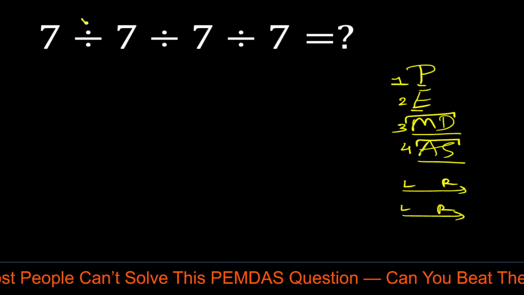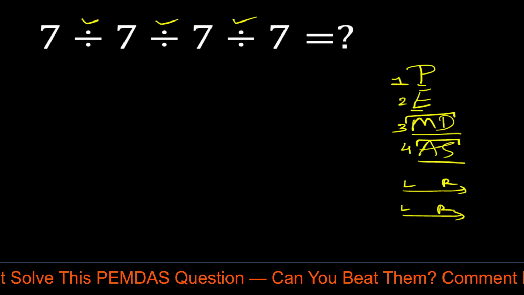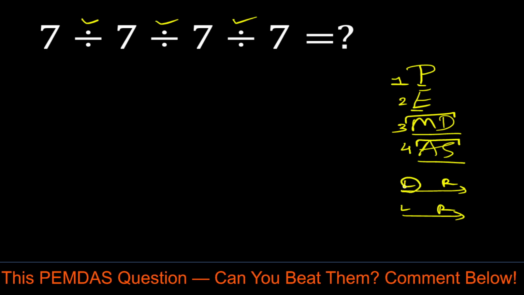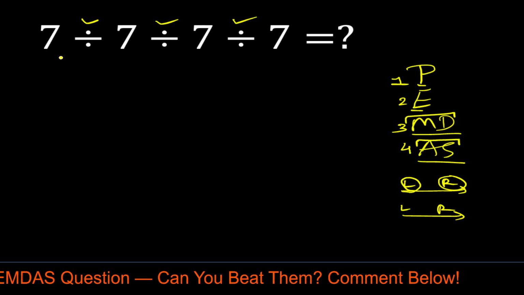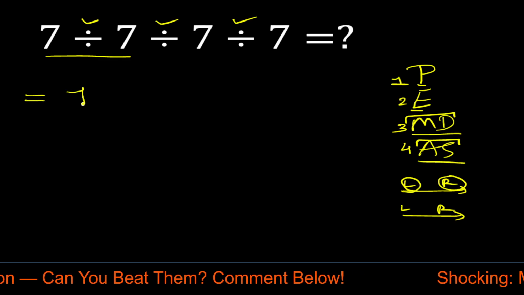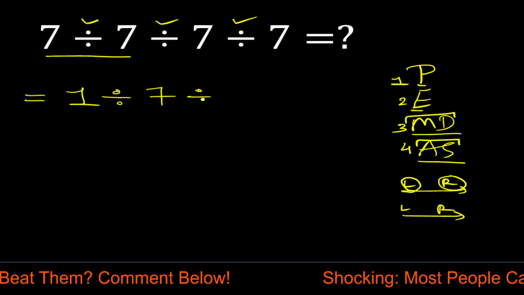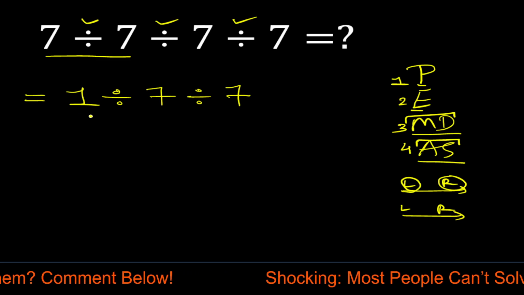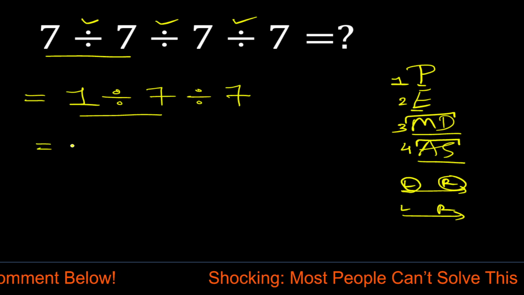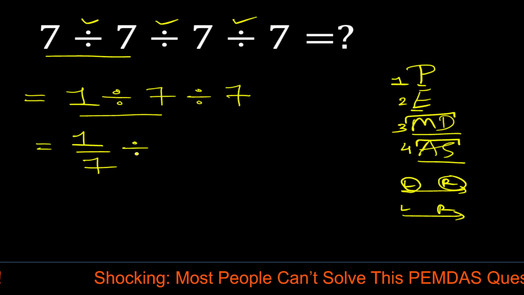So in this question, here we have division, here division, and here division, and all have equal priority, so we have to solve it from left to right. So first we have to solve this division, right? So 7 divided by 7 is equal to 1 divided by 7 divided by 7, right? Now 1 divided by 7 can be written as 1 upon 7 divided by 7.